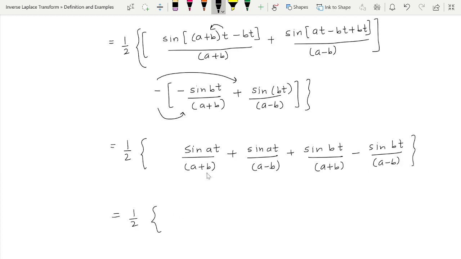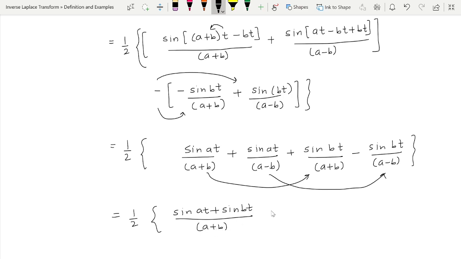So which are the common denominators? This one, so we will simply add them. So this will be equal to sine of BT upon A plus B and plus sine of AT. So this is the required inverse Laplace transform of the given function. If you want, you can simplify it further. That can be done.